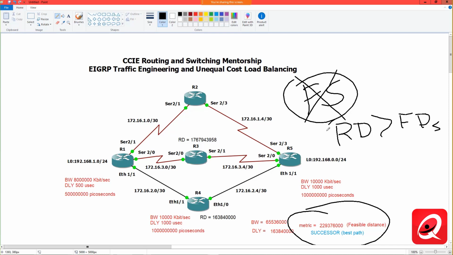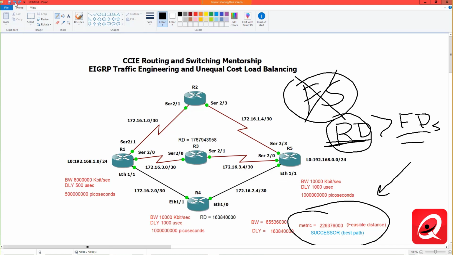Because the reported distance is greater than the feasible distance of my successor, EIGRP says, well, that value might include the original path, which would in turn be a loop. We know it's not a loop because we can see from the physical topology it's not, but EIGRP is not aware because, quite frankly, it's not very smart. It only knows about what it hears from its directly connected neighbors, and it doesn't know anything about any other information on the network. So that was the first part of my question.